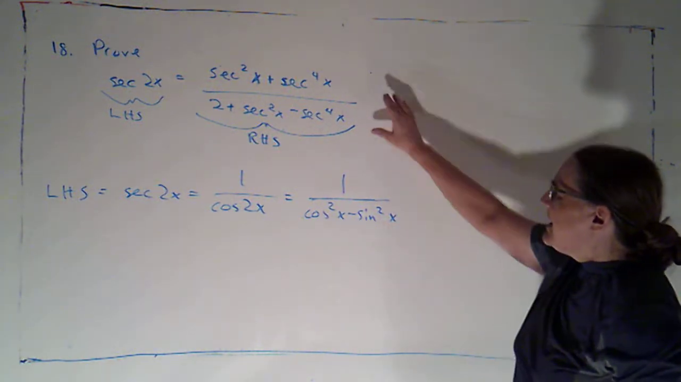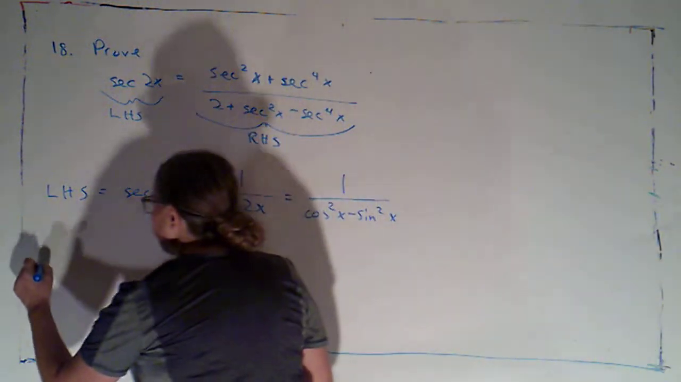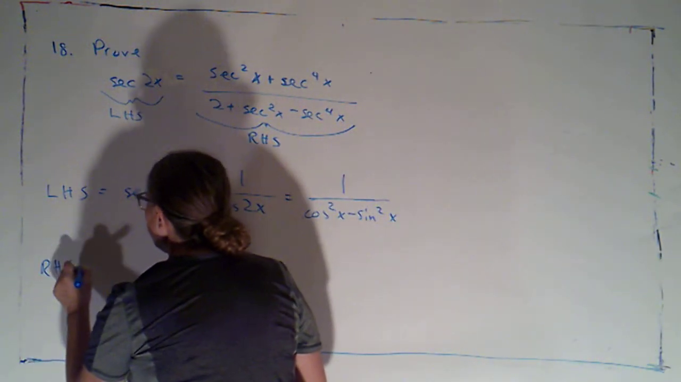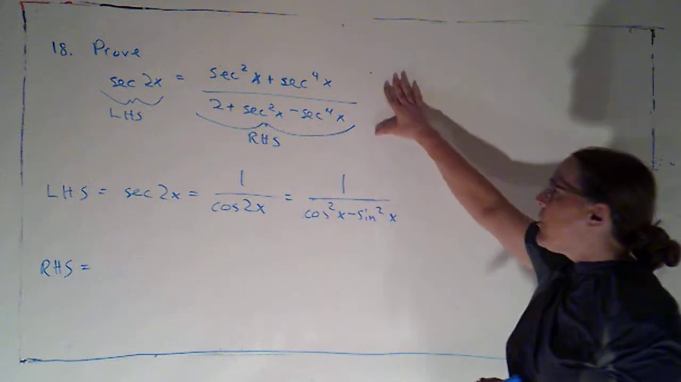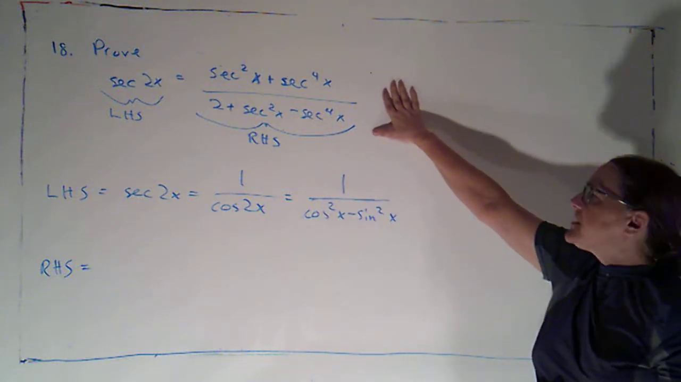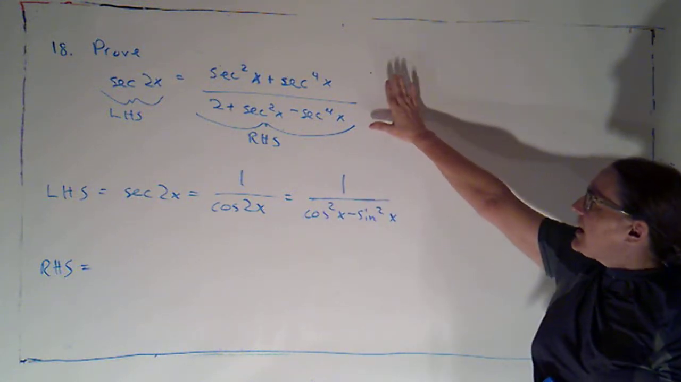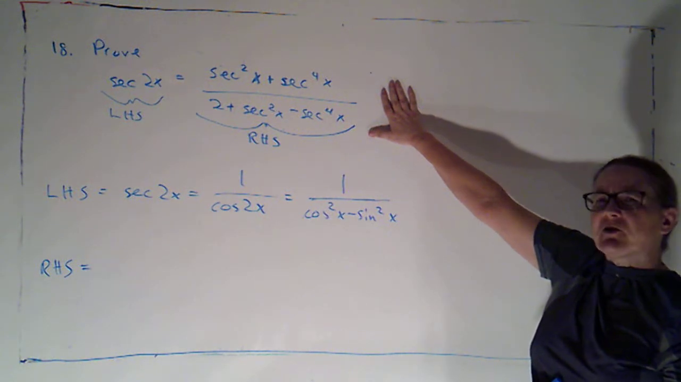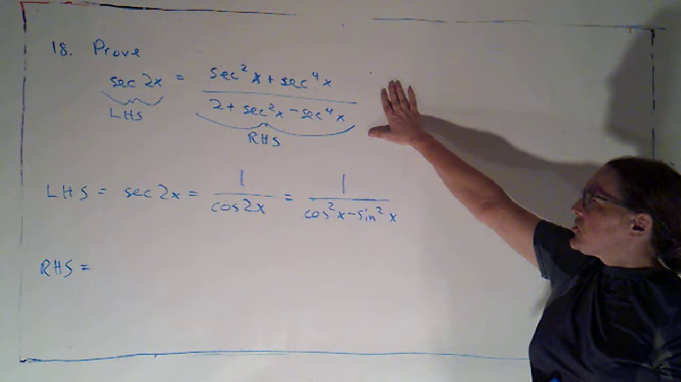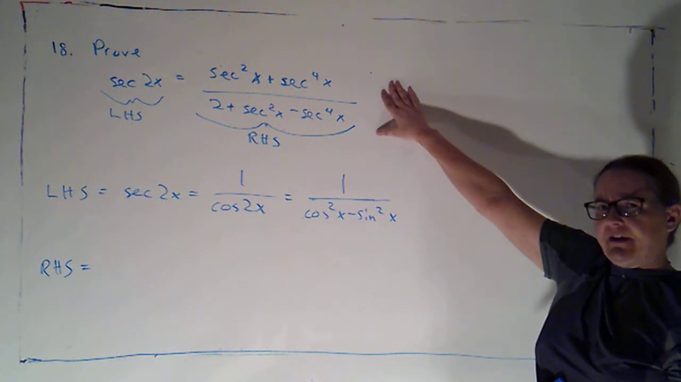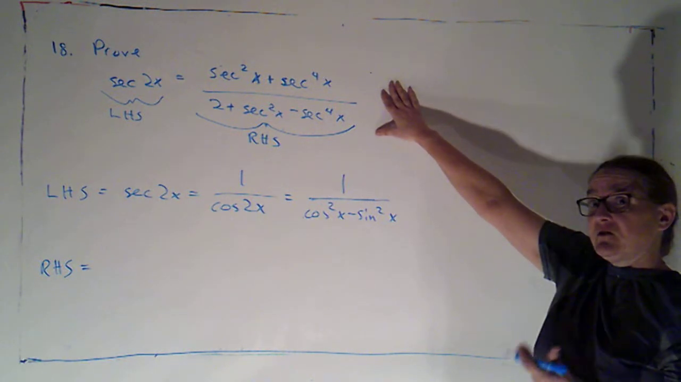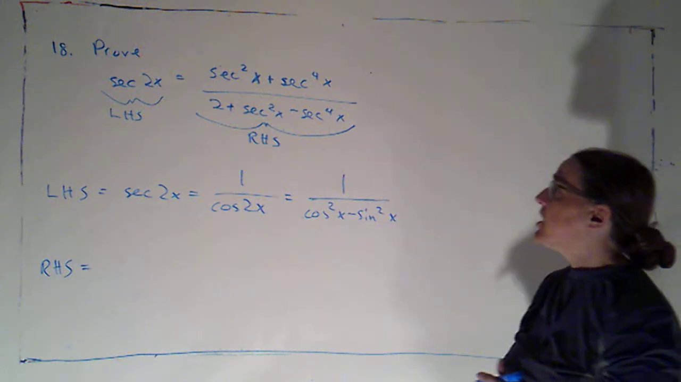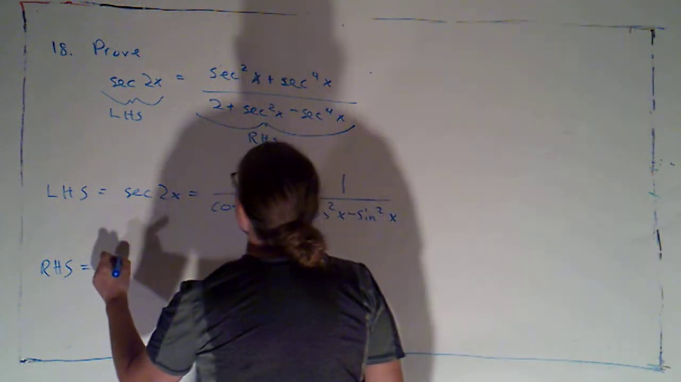Okay. So now let's look at this right-hand side. Now I probably will want to eventually get this in terms of sines and cosines, but I'm seeing that it looks like I should be able to do some factoring here. So I think I'm going to try to do some factoring while I still have it in terms of secants, and then switch to sines and cosines. So let me start by copying what I have.